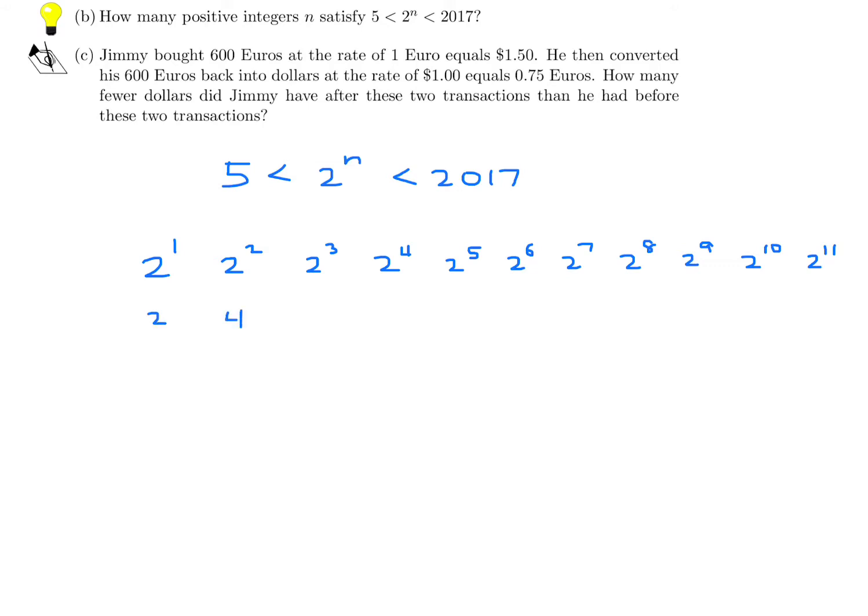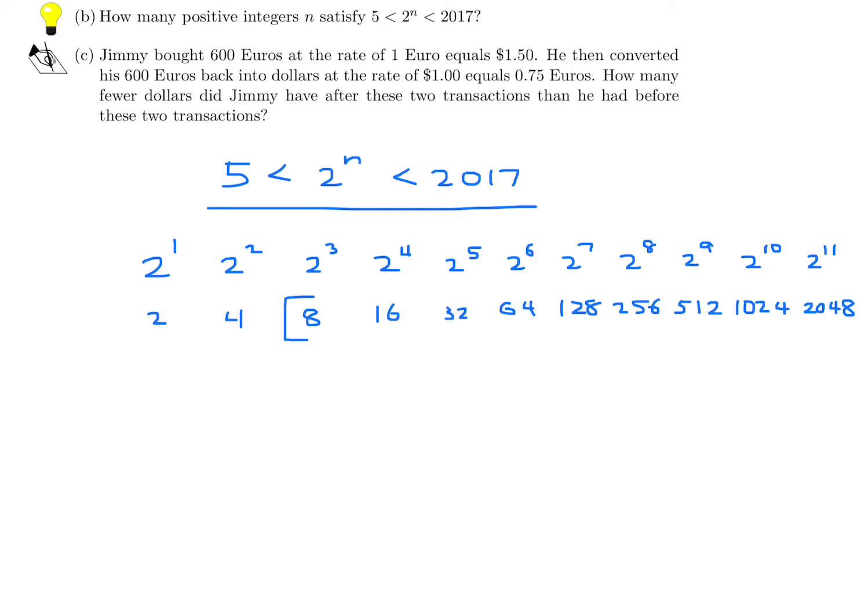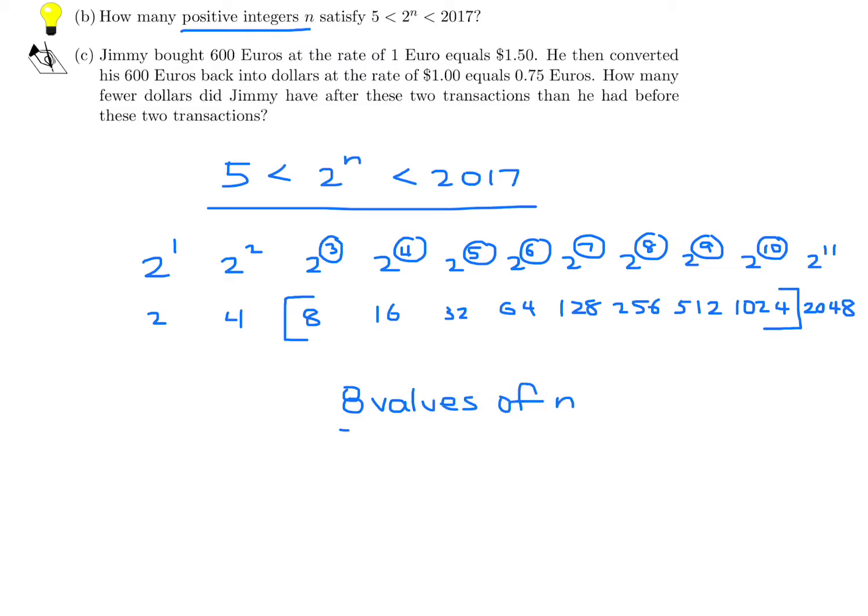Well, this is 2, 4, 8, 16, 32, 64, 128, 256, 512, 1024, and 2048. So in this range, obviously, it's these guys from there to there, because everything else is outside of that range. So it looks like 1, 2, 3, 4, 5, 6, 7, 8. 8 values, in particular 8 positive integers that satisfy that inequality, 8 values of n. So there we go.